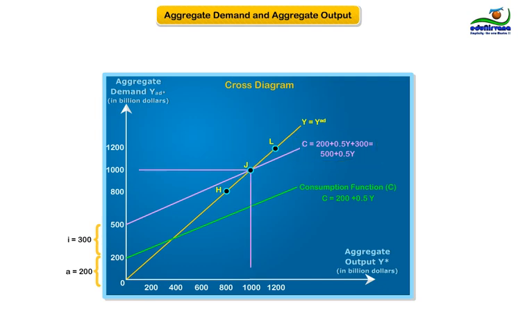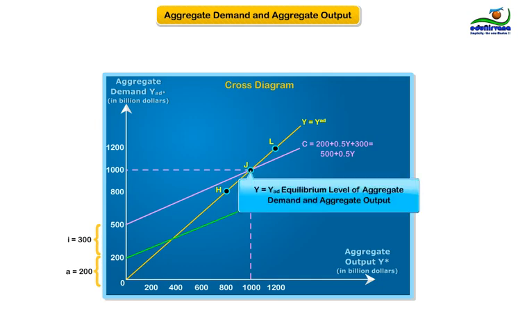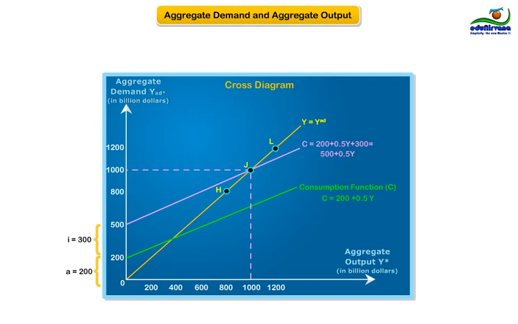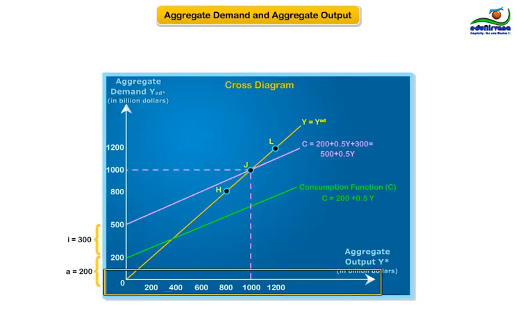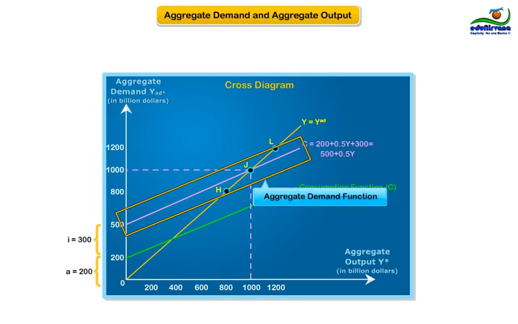The point at which the aggregate demand function crosses the 45-degree line, Y is equal to Y AD, indicates the equilibrium level of aggregate demand and aggregate output. In the figure, equilibrium occurs at point J, with both aggregate output Y star and aggregate demand Y AD star at $1,000 billion. This equation, plotted in the figure, represents the quantity of aggregate demand at any given level of aggregate output and is called the aggregate demand function.